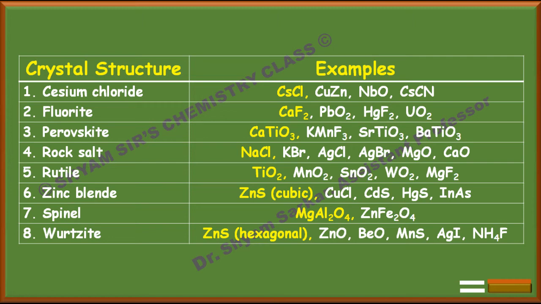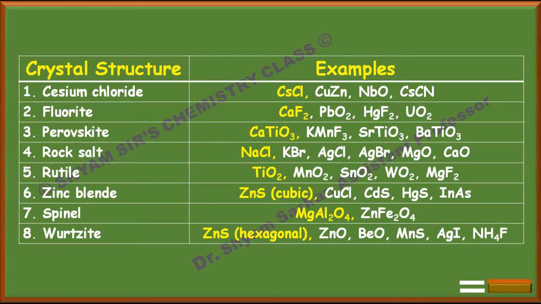So calcium fluoride, we know the name CaF2, but this represents the general form of the fluoride structure, which also has many examples like PbO2, HgF2, UO2. These all are fluoride structures, but the main one is CaF2. So fluoride means automatically you will think of the CaF2 structure. Wherever you see the fluoride structure, it resembles the calcium fluoride structure. So CaF2 is the representative of the fluoride structure.